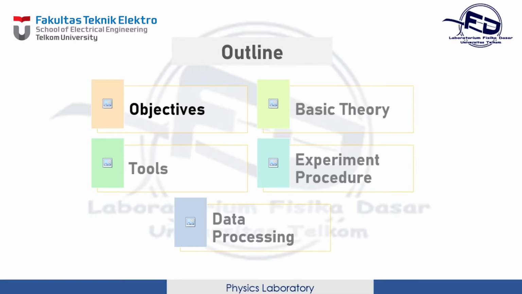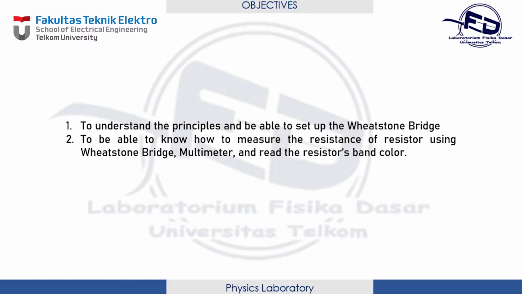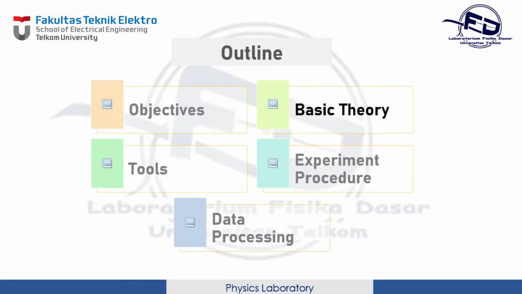First outline: objective. The module contains objectives to be achieved by the end of the practicum. 1. To understand the principle and be able to set up the Wheatstone Bridge. 2. To be able to measure the resistance of a resistor using the Wheatstone Bridge, a multimeter, and by reading the resistor band color.